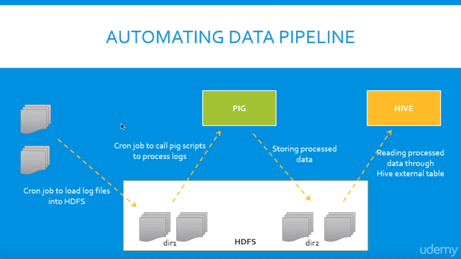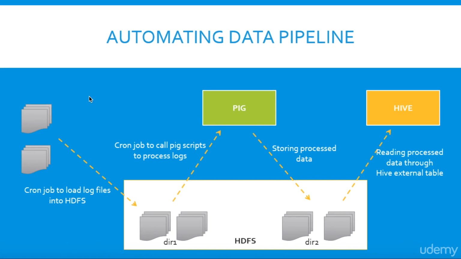Automating the data pipeline. As we just learned, a data pipeline is an automated process that executes at regular intervals, so you can automate the entire data pipeline by calling your scripts in a cron job. Cron is a time-based job scheduler in Unix systems where users can call their scripts. So this is how we can automate the entire data pipeline in Hadoop to process data.